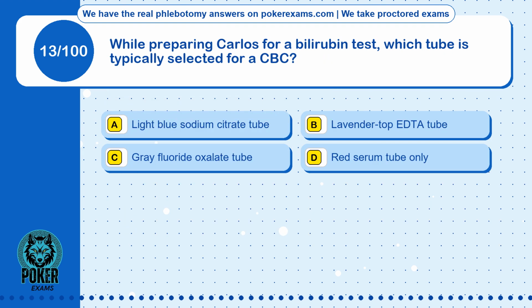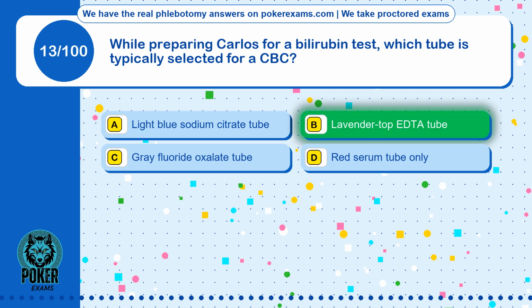Question 13. While preparing Carlos for a bilirubin test, which tube is typically selected for a CBC? Option A, light blue sodium citrate tube. Option B, lavender top EDTA tube. Option C, gray fluoride oxalate tube. Option D, red serum tube only.